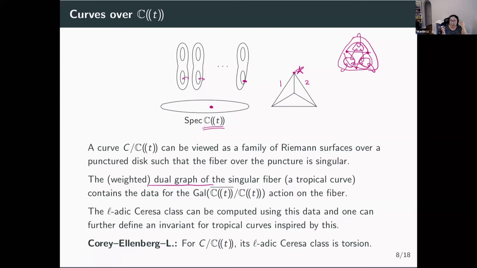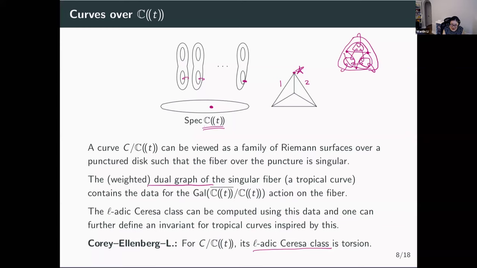After studying the Ceresa class for this case, we were able to prove that, first of all, this Ceresa class is always torsion. This is a little bit similar to the case of a curve defined over a finite field. So the l-adic Ceresa class is always torsion. But on the other hand, it could very well be non-trivially torsion.